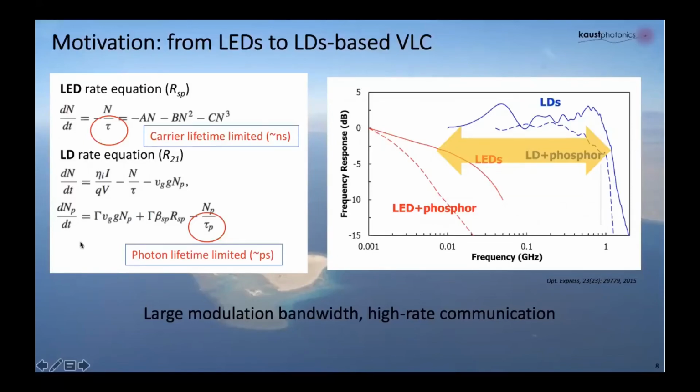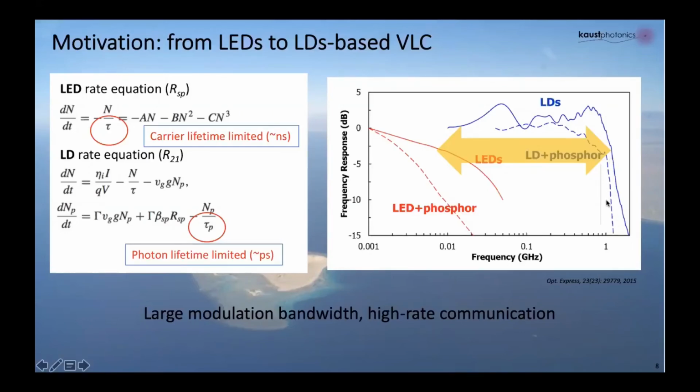Laser diodes are limited by the photon lifetime. Photon lifetime for a laser is very short, it's in picoseconds. So practically, you'll be able to get beyond gigahertz of bandwidth. UC Santa Barbara has been doing a very good comparison: by using the LED and phosphor, they were able to get a few tens of megahertz as expected, and by using a laser diode, they were able to push it to beyond gigahertz of bandwidth.